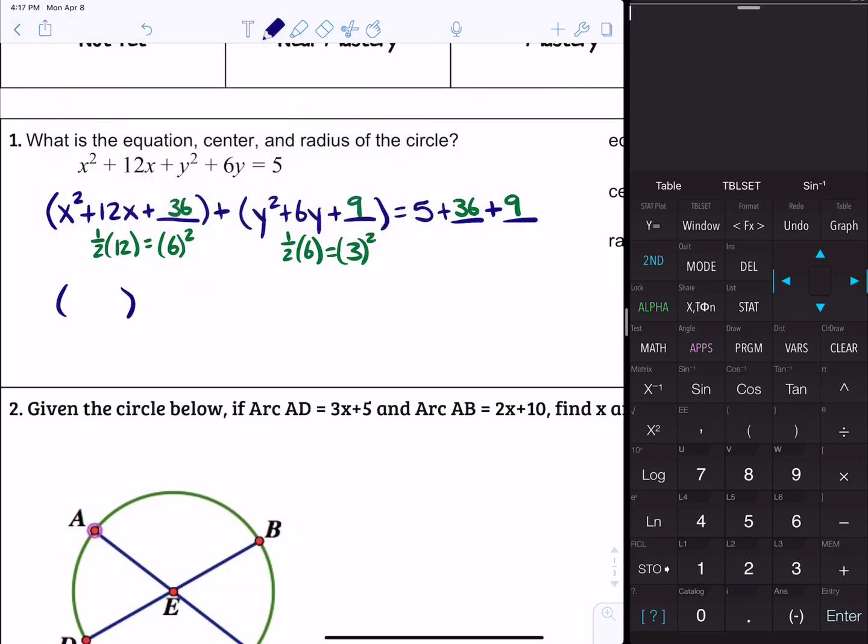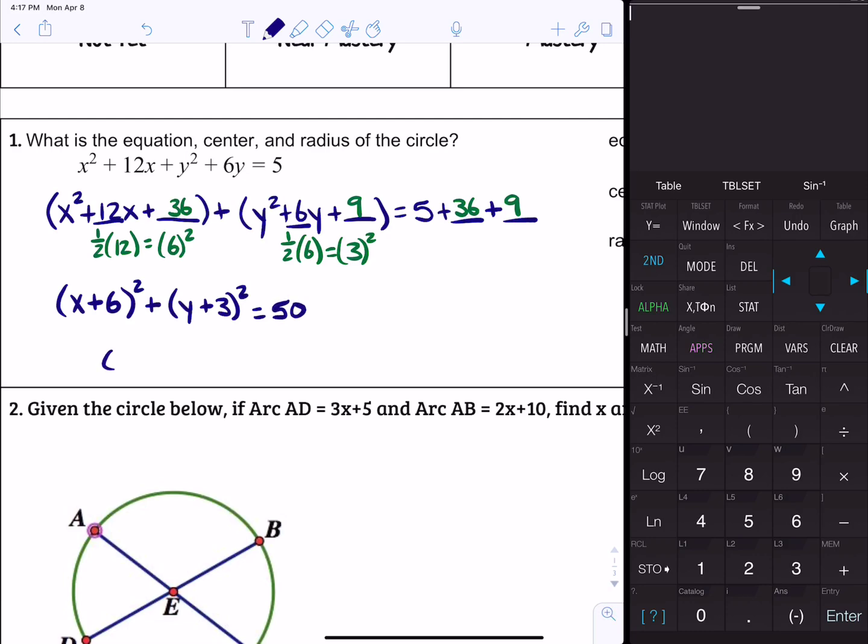And then we could rewrite this in standard form. So we get x plus, and you always take half that middle number. So x plus 6 squared. Always put a plus sign in between them. And then y plus half of that middle number again. So y plus 3 squared equals, and then we have 5 plus 36 plus 9. So that would be 41, that would be 50.